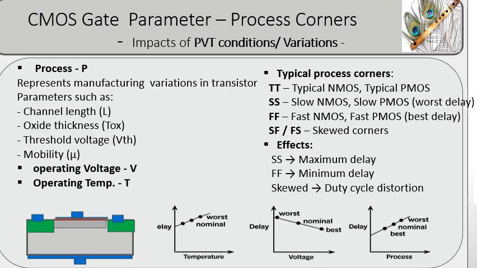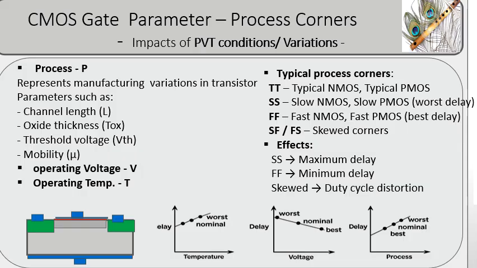Process, voltage, and temperature, PVT, variations arise from manufacturing tolerances, supply fluctuations, and environmental conditions, and they directly influence MOSFET electrical characteristics. Process variations change parameters such as channel length, oxide thickness, and threshold voltage, leading to faster or slower transistors. Voltage variations affect the drive current, where reduced supply voltage lowers switching speed while higher voltage increases speed but may raise power consumption. Temperature impacts carrier mobility, with higher temperatures generally reducing mobility and increasing delay.